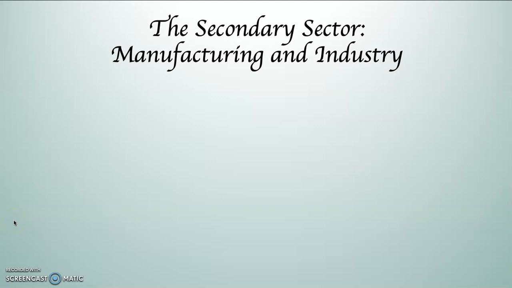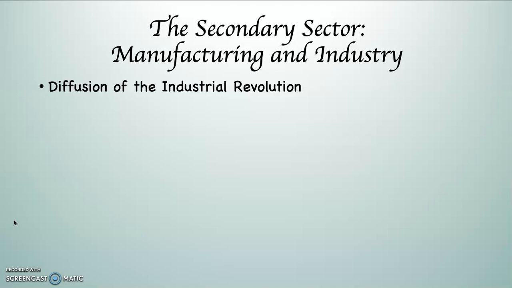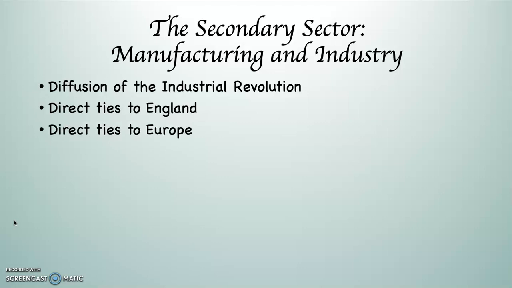After the Industrial Revolution's initial wave in England, it began to move. In other words, the Industrial Revolution began to diffuse. The first place it diffused to was places, logically, that had direct ties to England. So, for example, the United States, Canada, Australia, places like that. And then direct ties to Europe, because Europe absorbed the Industrial Revolution very rapidly because it's right next to England.